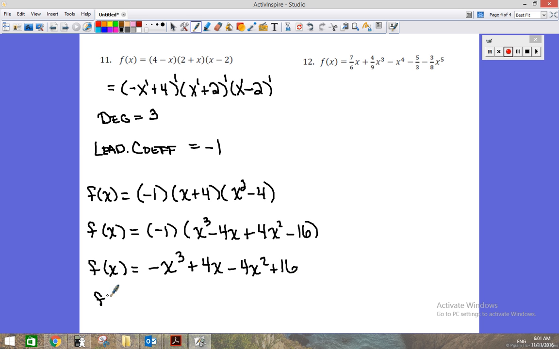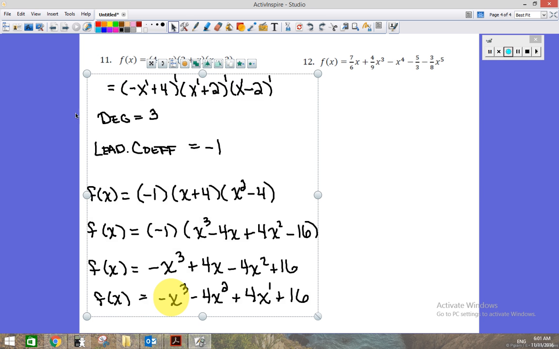if I rewrite this in descending powers, this time I do have a constant term. So that leading term here contained my information that I answered before. Degree is equal to 3 and the leading coefficient was -1. My exponents on my variable are in descending order, 3, 2, 1, and the constant term is written last. So that polynomial function is written in standard form.